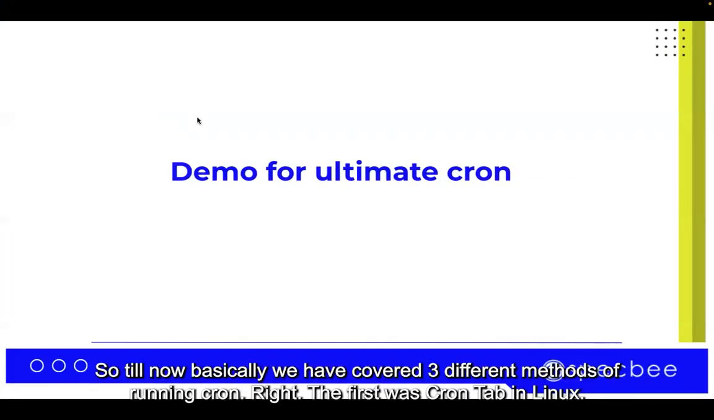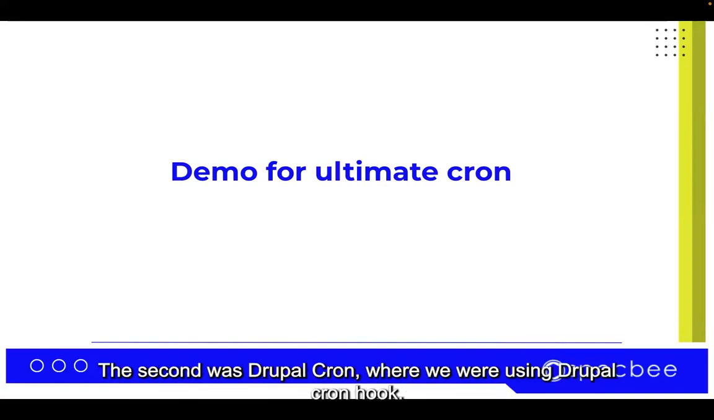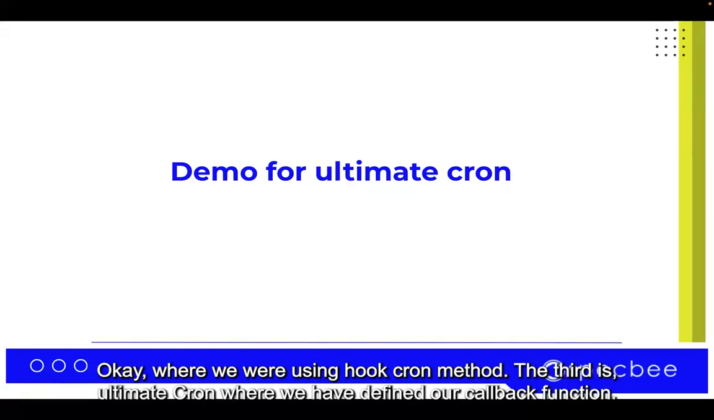So till now, we have covered three different methods of running cron. The first was crontab in Linux. The second was Drupal cron, where we used the hook_cron method. The third is Ultimate Cron, where we have defined our callback function.